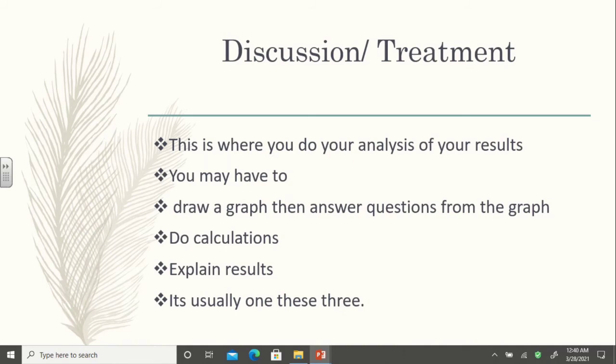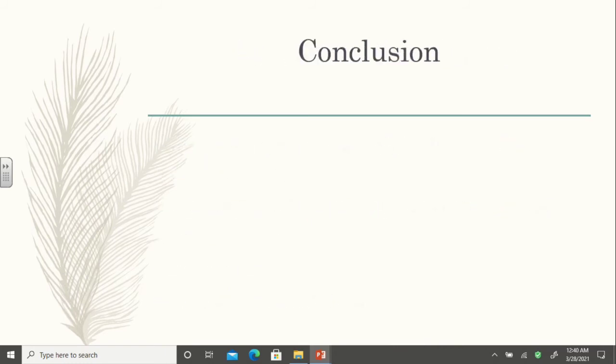All right. So after your discussion now, you have done your method, you have carried out your lab. You have an aim, you have your apparatus which you use to carry out the lab. You have your method now, the steps you took to carry out the lab. You observed some things. You have now discussed those things. Then now, what can I conclude from all of this lab?